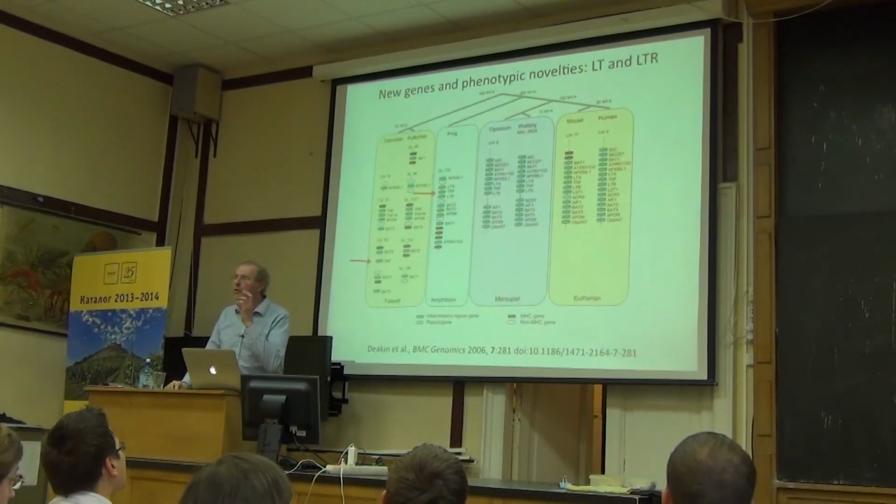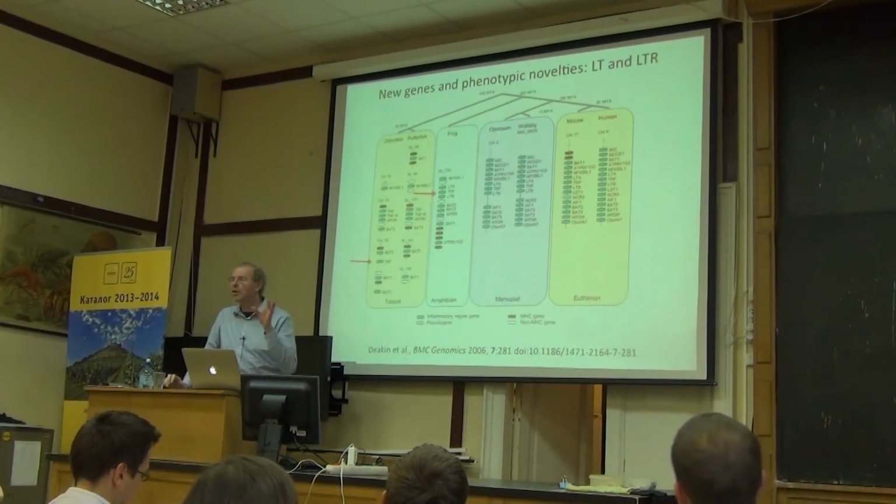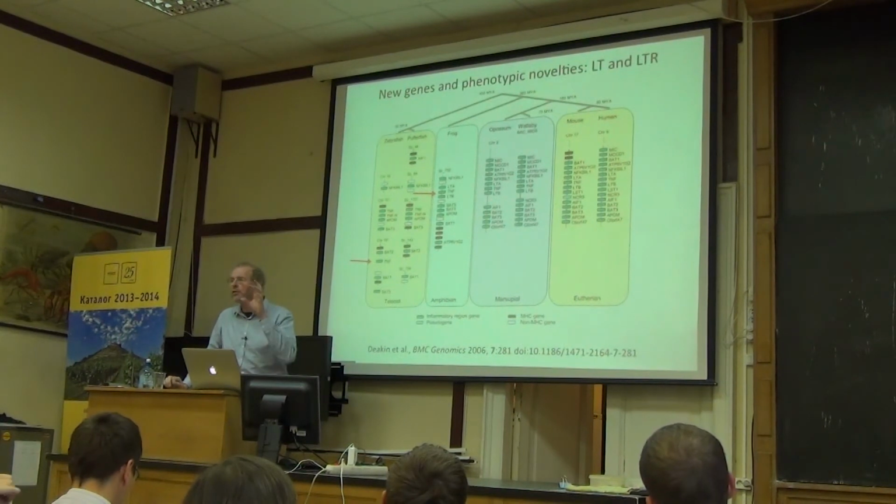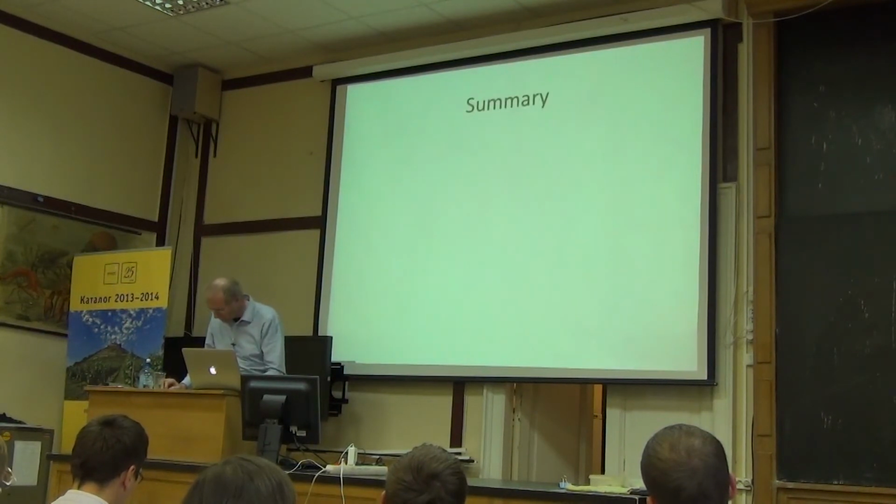So there is birth of new genes. And that, of course, not only applies to the immune system, but birth of new genes is often associated with the development of morphological or functional novelties.